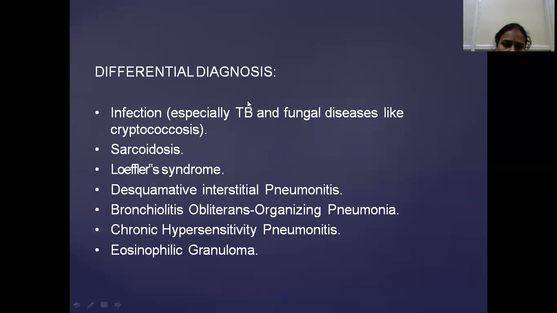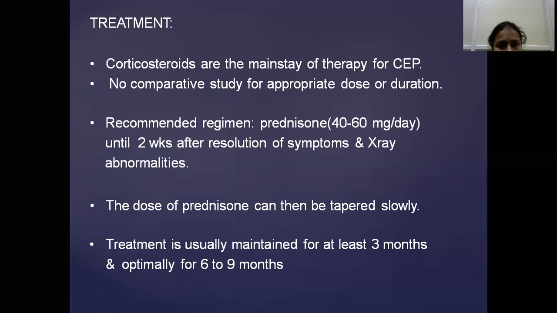What are the differential diagnoses? We suspect TB or fungal diseases like cryptococcosis, sarcoidosis, Loeffler syndrome, desquamative interstitial pneumonitis, bronchiolitis obliterans organizing pneumonia, chronic hypersensitivity pneumonitis, and eosinophilic granulomas.